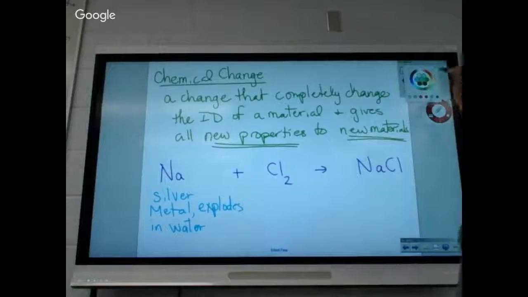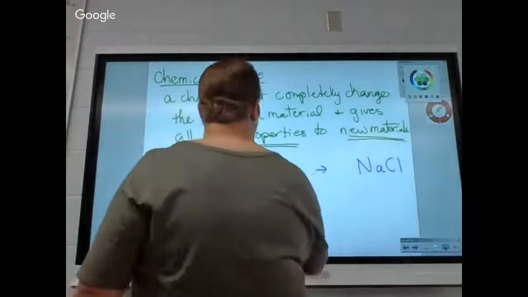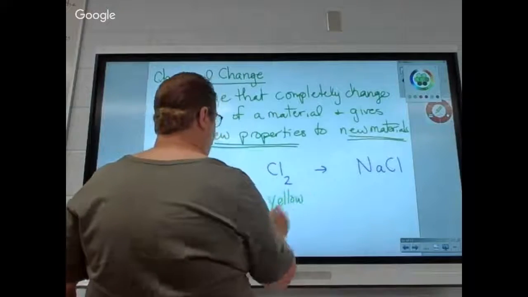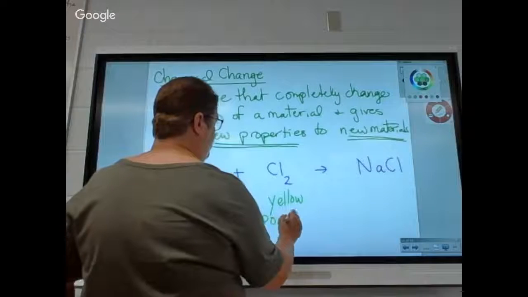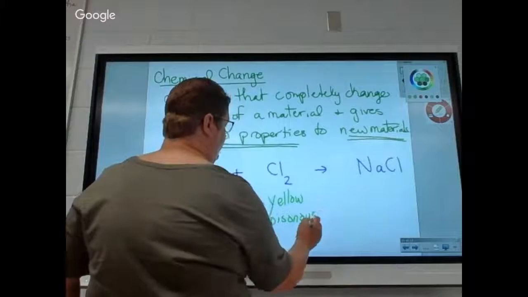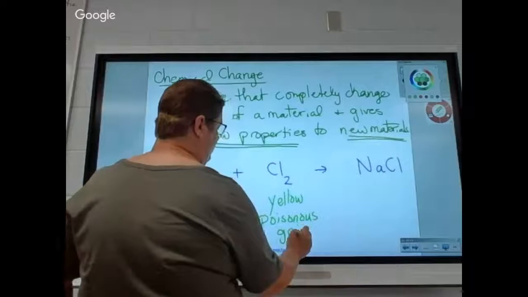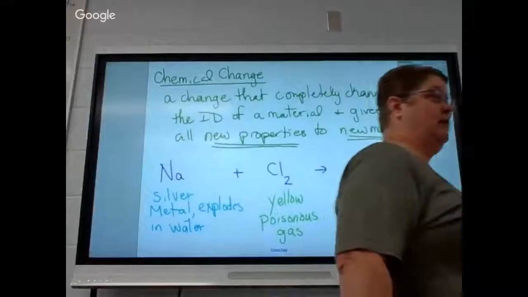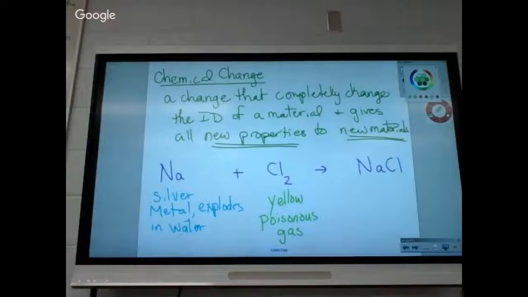Chlorine is a yellow, poisonous gas. Like mustard gas? Very similar. Just a little bit of it, drop dead. Yes, very poisonous, very deadly. Okay? Now, clearly, sodium by itself, chlorine by itself, we cannot be exposed to those two elements.